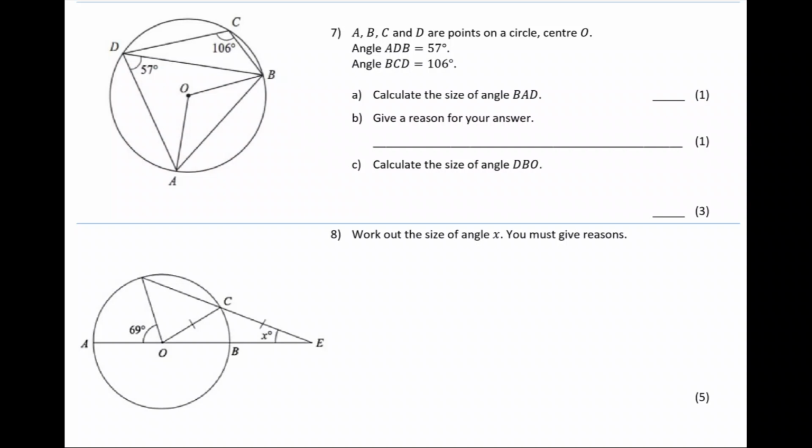Okay, question 7 is another circle theorem question, but it's got a couple combined. First thing we've got to do is work out the size of angle BAD. So BAD is that angle there.